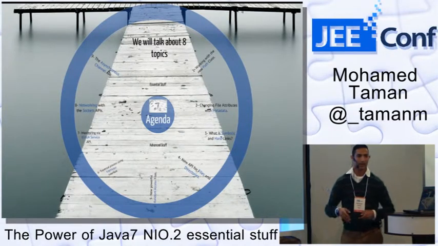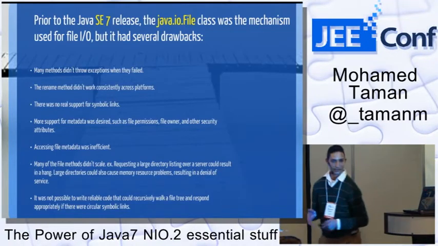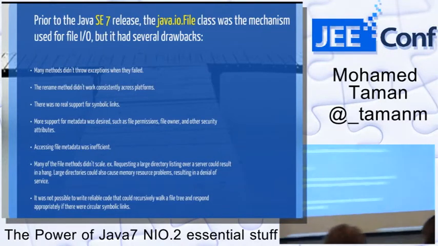Before we dive in, why do we need to move to Java 7 NIO? Many methods didn't throw exceptions. When you do delete, copy, or something like this, and the file doesn't exist, you don't get an exception.